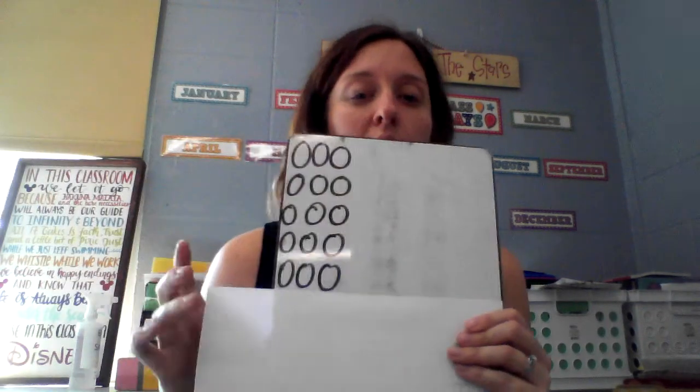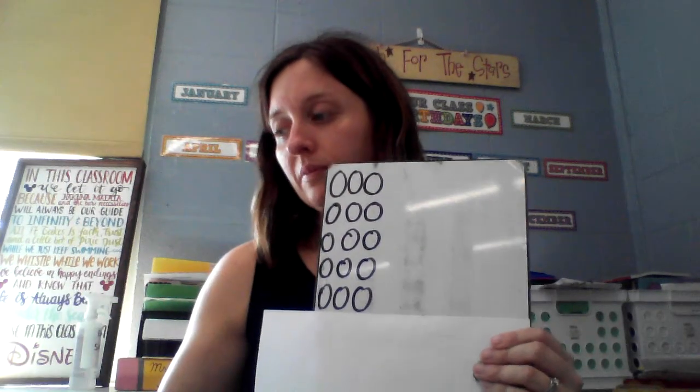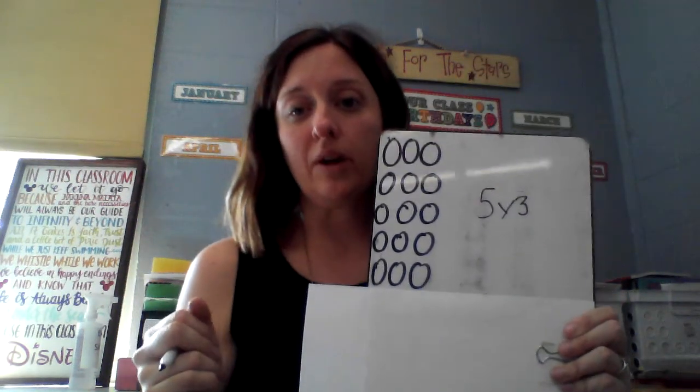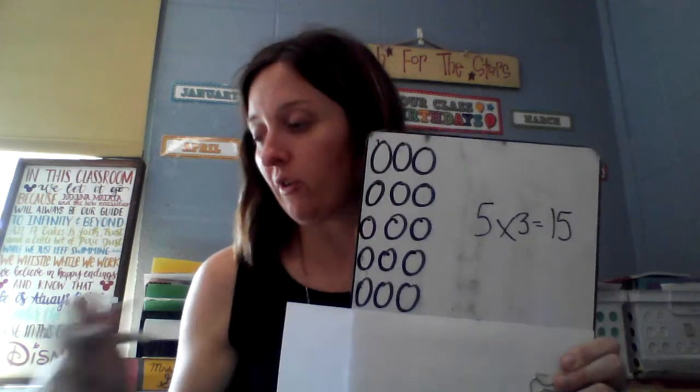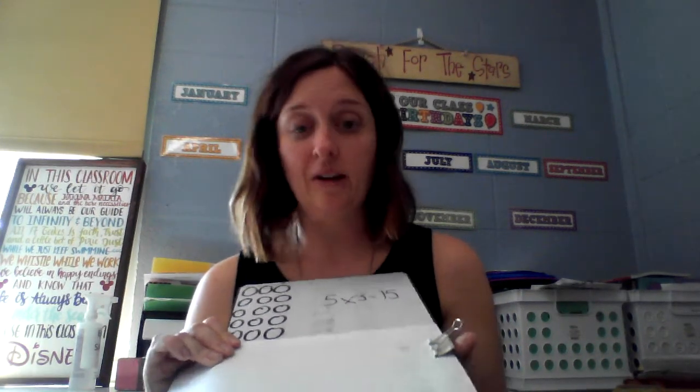So let's take a look at this array up here, okay? So if I were to look here, I would say that I have 5 rows of 3, and we know that that equals 15. Okay, 5 rows of 3 equals 15. Now, if I were to take my paper and move them down and uncover a couple more rows, so let's make sure I do this so we get it nice and even. You can see it nice and clearly.